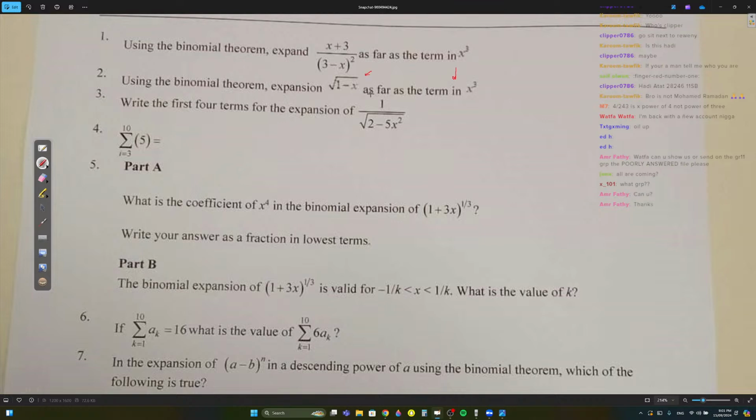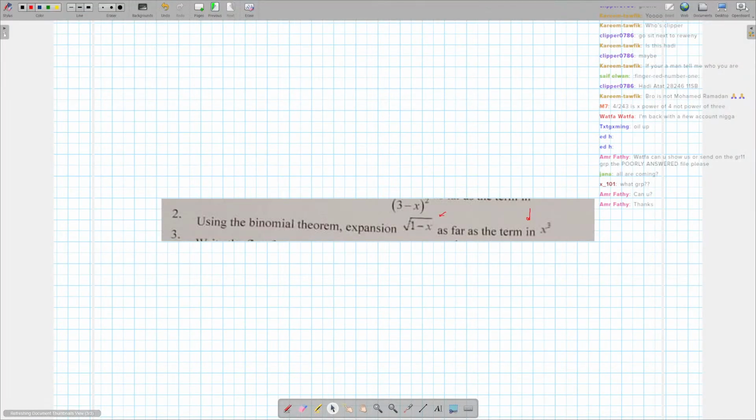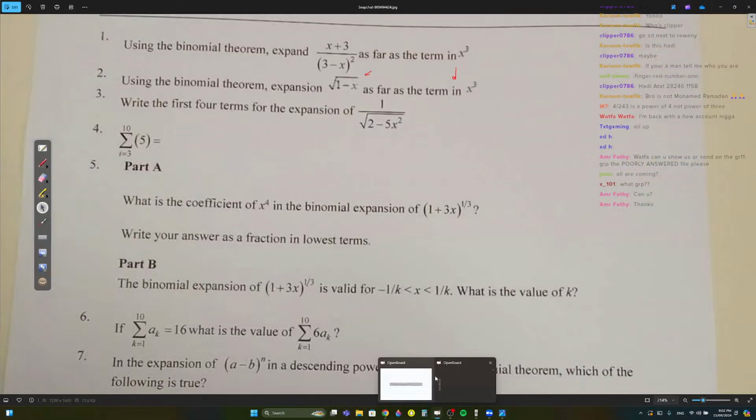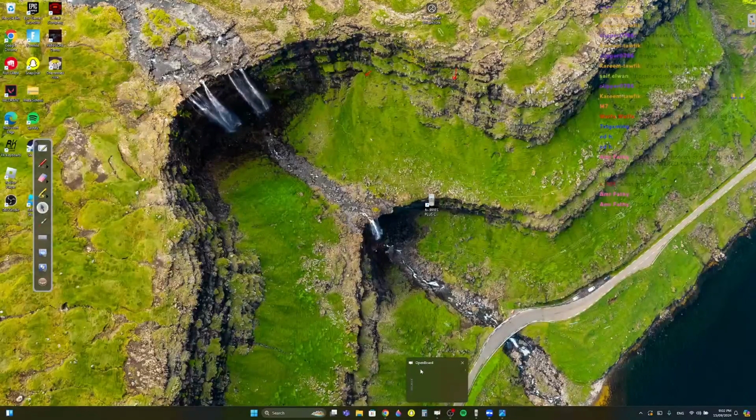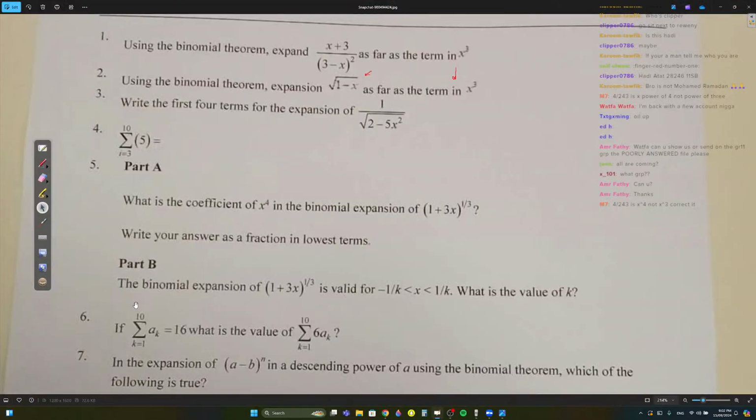Okay, let me take this into my open board. Oh, what's this? Yo, what the fuck? Okay, let me take this into open board. I don't want it on my other screen. Okay.